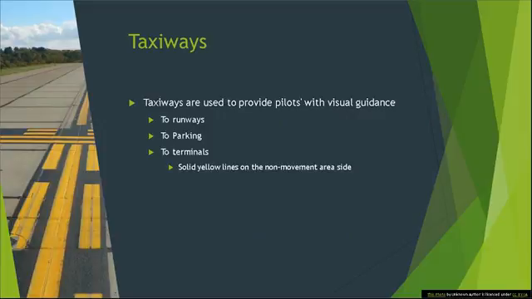Taxiways are used to provide pilots with visual guidance to runways, to parking areas, to terminals, as well as to identify movement areas from non-movement areas. The solid lines are usually on the side of the non-movement areas.